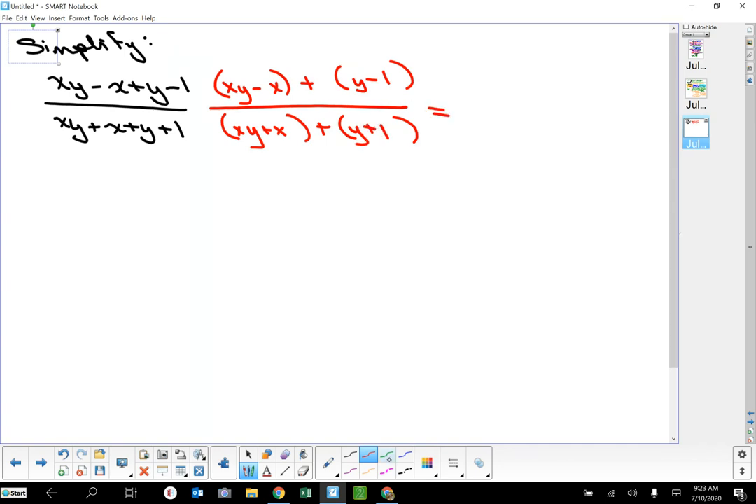And if you need to review factoring, it's back in chapter 1. I think grouping is like 1.3, so you can go back and take a look there. So I'm going to pull the GCF out of each one. Y minus 1. This doesn't have a GCF, so I can pull a 1 out. The big important thing here is that my 2 binomials are the same.